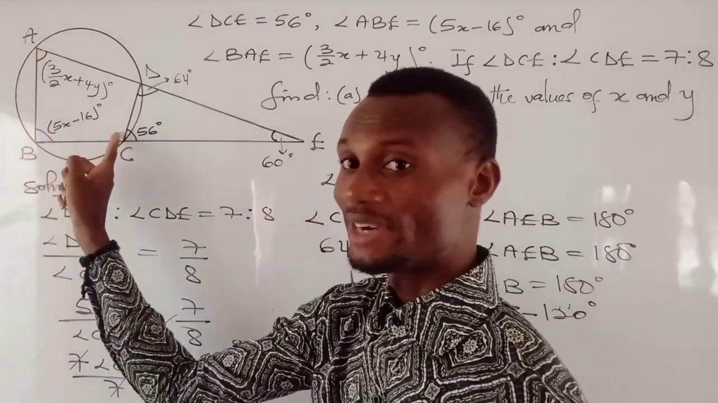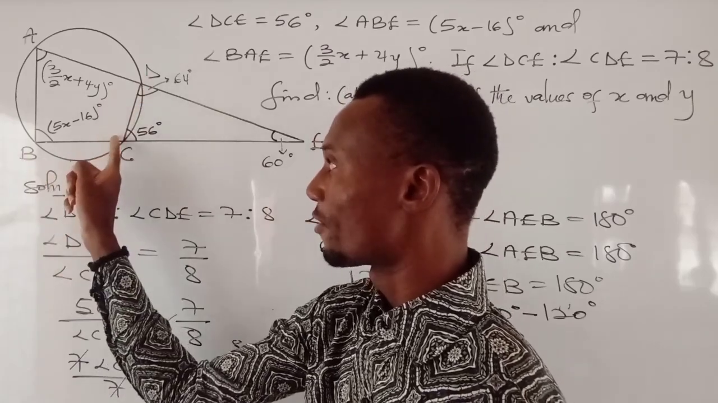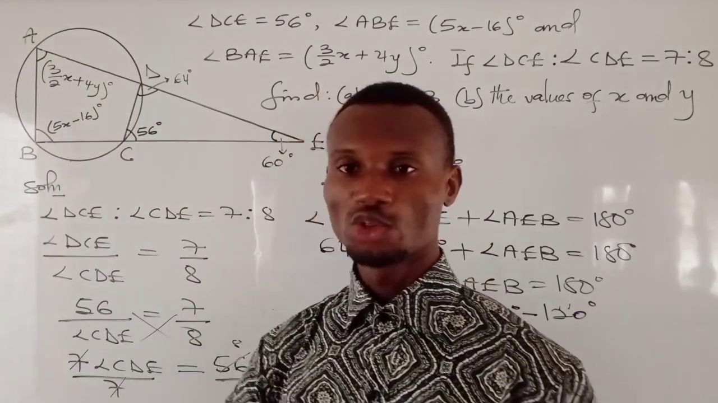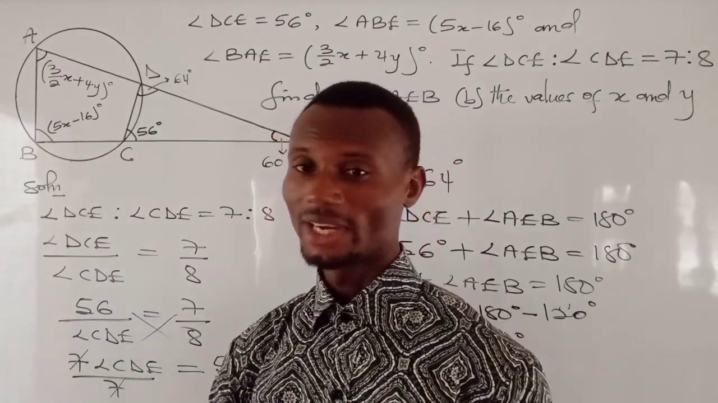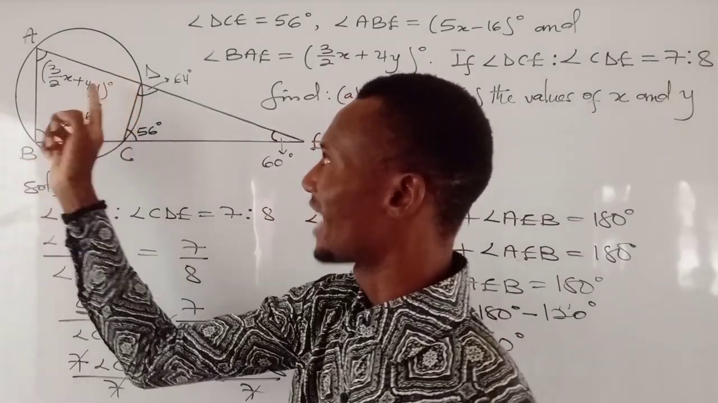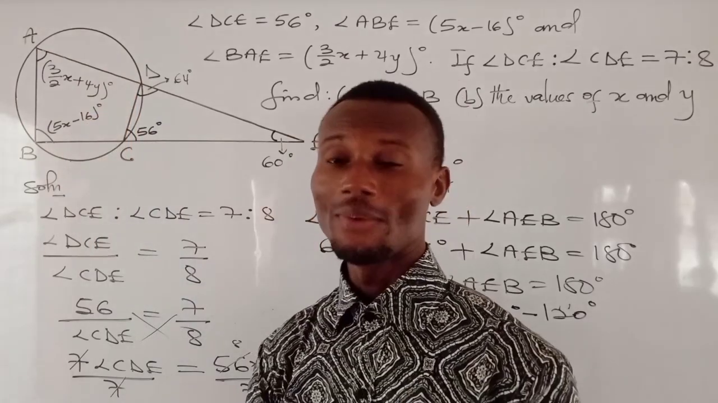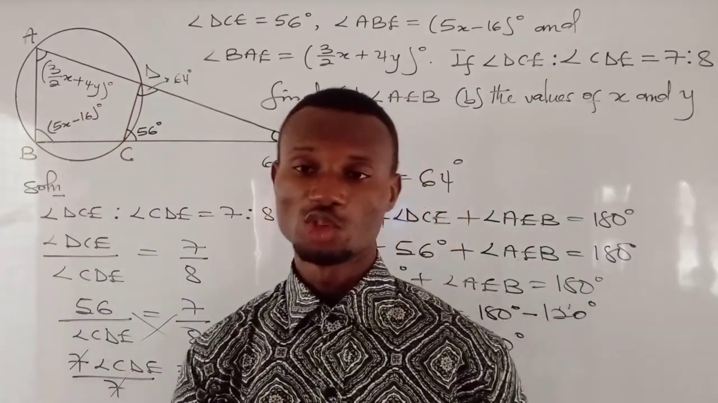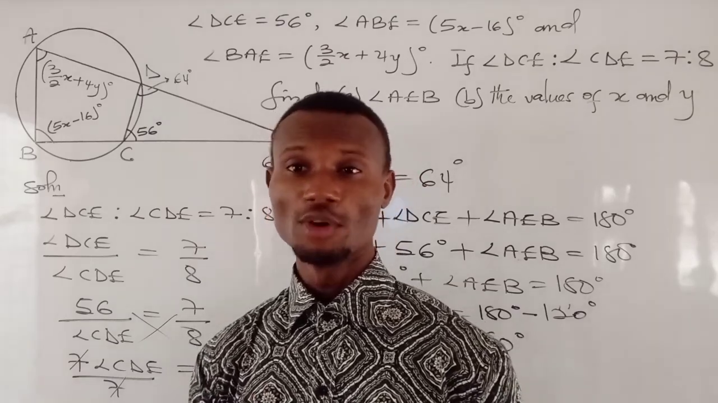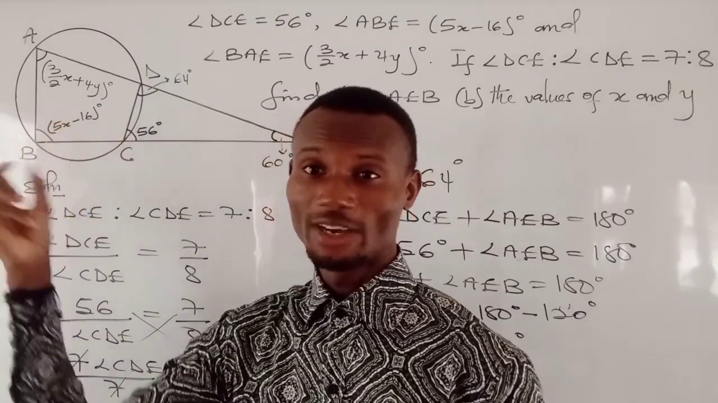What it means is that the angle formed here plus the angle which is formed here, which is angle BCD, when we add the angle here plus the angle here, it should be equal to 180 degrees. And also the angle here plus the angle which is formed here, which is angle ADC, when we add them, it should also be equal to 180 degrees. So that's a property that we are going to use to be able to solve for the values of S and Y in this cyclic quadrilateral.